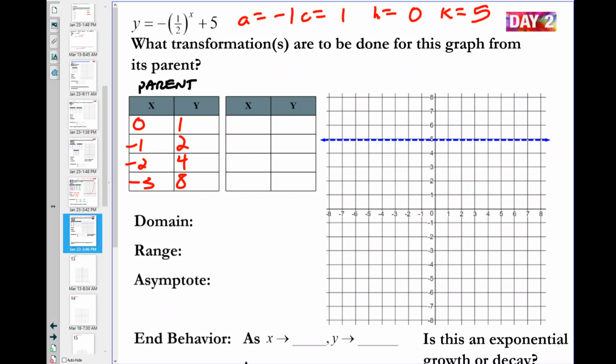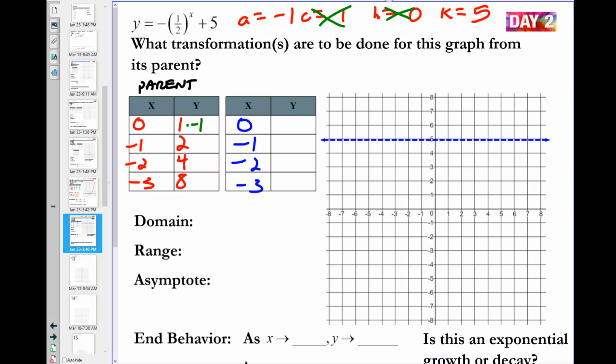Now I want to apply that formula that I used based on what I learned. Here I can ignore the C and the H. Those aren't going to do anything. The only ones that are going to be affected are the Y's, because A and K both affect the Y. So I know there's going to be 0, -1, -2, -3. That's not going to move, because C and H affect the X.